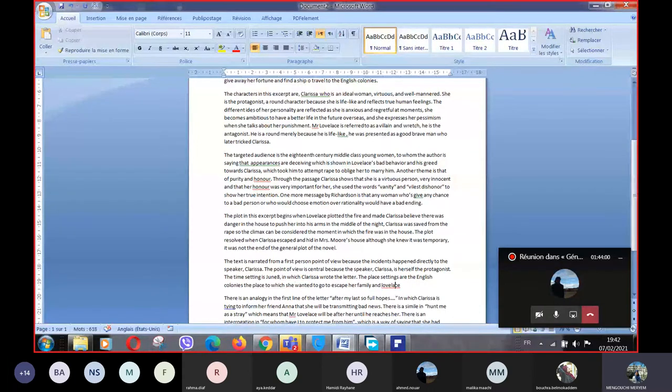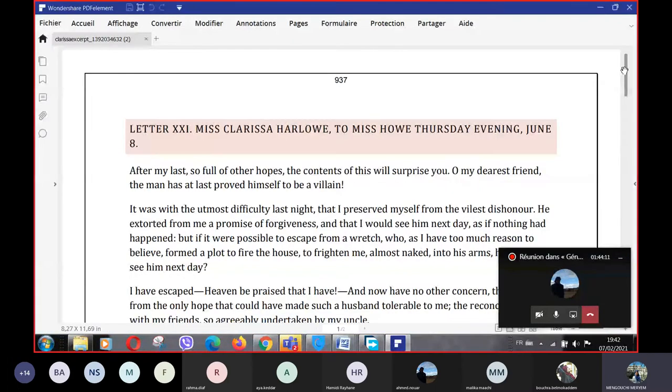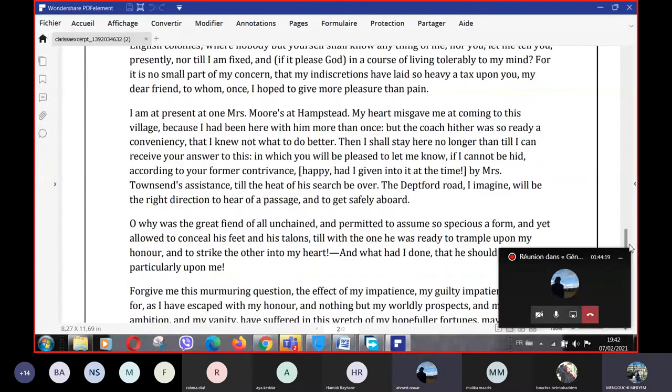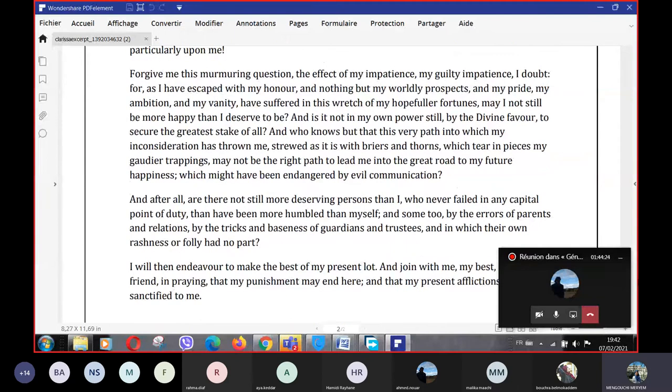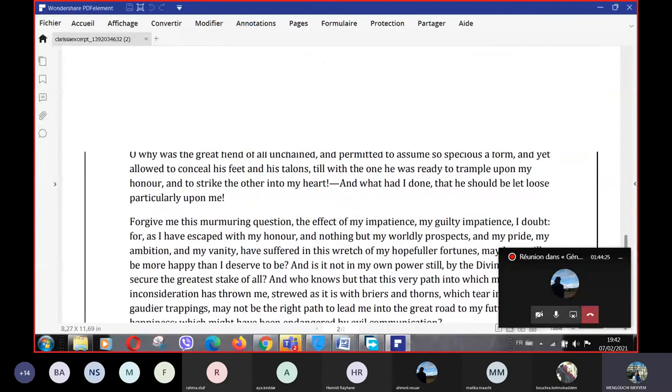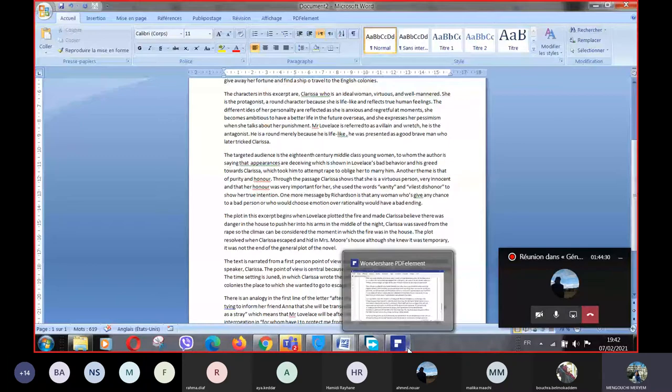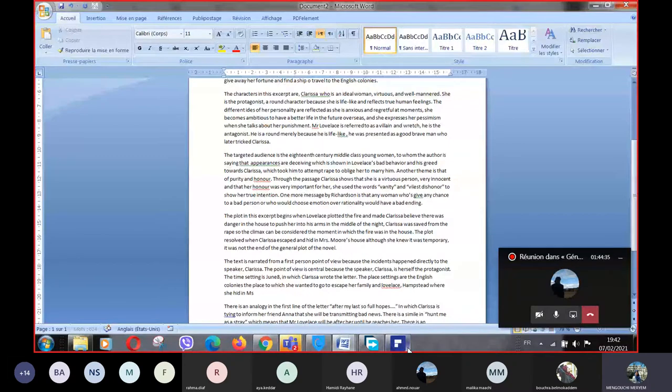And what does Hampstead refer to? Hampstead is the place, I think, where she was hiding at Mrs. Moore's house. Let's check that. Mrs. Moore, where are you, Mrs. Moore? Yes, Hampstead, Mrs. Moore's house. Hampstead, where she hid in Mrs. Moore's house. Okay, let's stop here with the time and the place settings.